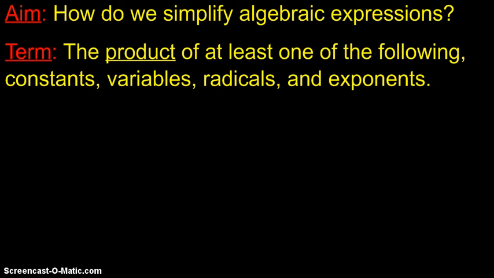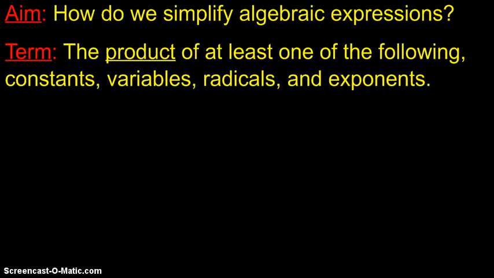We're going to be simplifying algebraic expressions, which is another word for what's called a polynomial, which we'll look at in a second. Before we discuss a polynomial, we need to know what a term is, because a term comes from the definition of polynomial. So if we don't know what a term is, we can't really define a polynomial. So a term is the product of at least one of the following: constants, variables, radicals, and exponents.